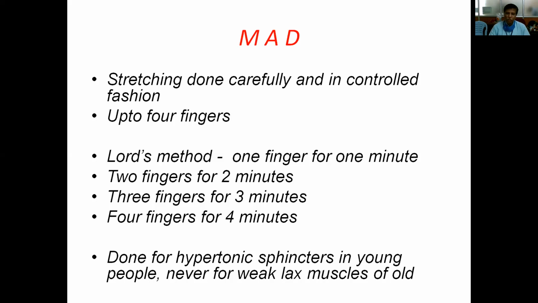And this is done for hypertonic sphincters in young people. The MAD must be done when there is definite muscle spasm, sphincter spasm. Don't advise this MAD when there is no muscle spasm, and in old people where the muscles are already lax. If an old man develops fissure in ano, don't advise MAD. Already the muscles are weak and you are damaging the sphincter further, leading to incontinence. There you can do conservative measures, some ointments, etc., which will heal the ulcer. So if you do it correctly, this is a very good procedure to relieve the pain of the acute fissure.